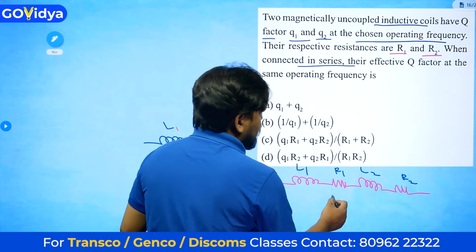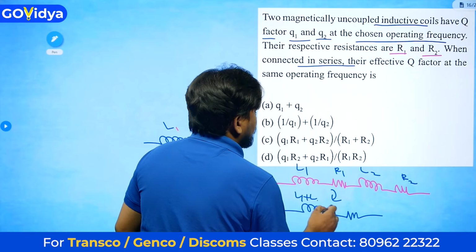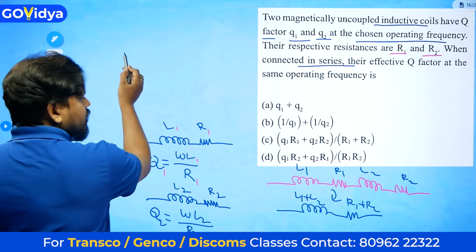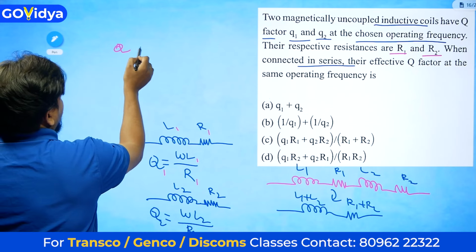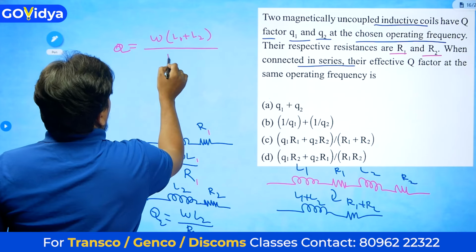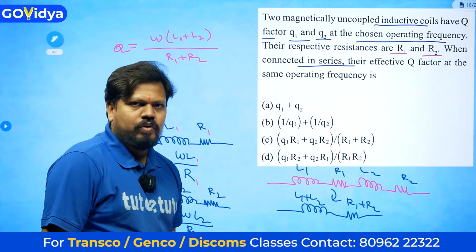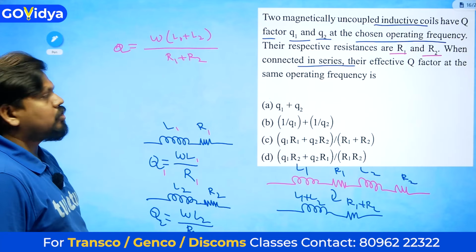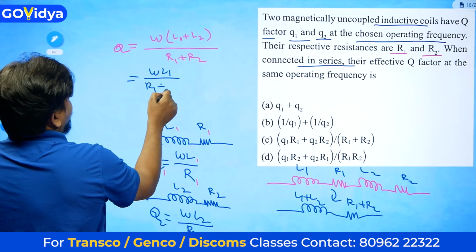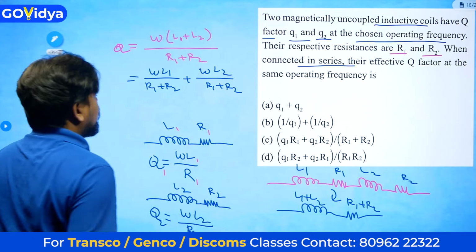So this combined coil we can represent like this: L1 plus L2, and R1 plus R2. The combined Q factor Q we can write as omega into (L1 plus L2) divided by (R1 plus R2). Now they are asking for it in terms of Q1 and Q2, not like this. So I will take omega inside: omega L1 divided by R1 plus R2, similarly omega L2 divided by R1 plus R2.